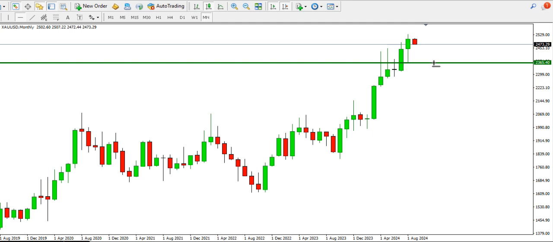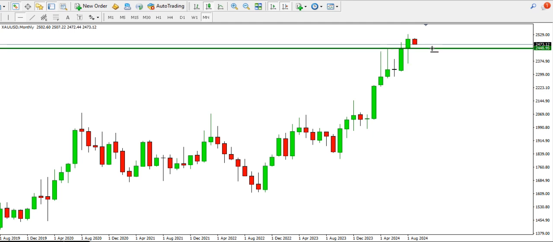But now price is dropping and is approaching the opening price of last month's candlestick, which is at 2446 level. That's that for the monthly time frame. Let's quickly look at the weekly time frame.